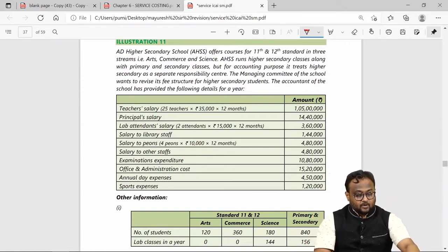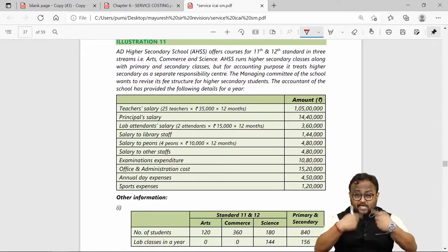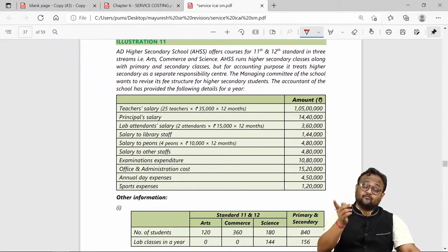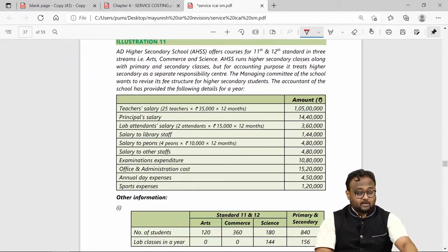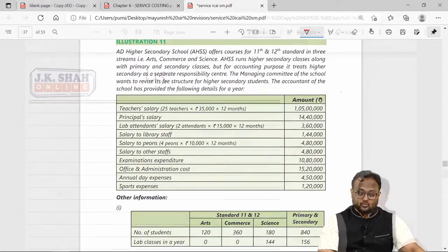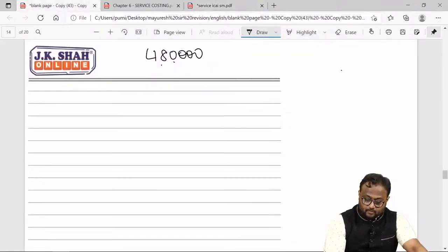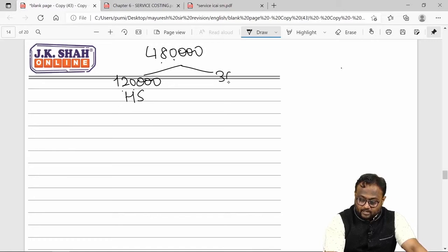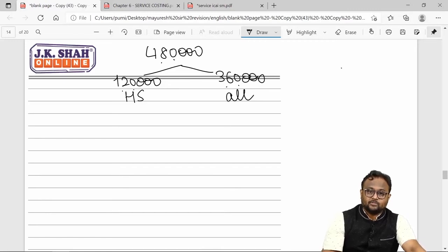Apart from that, other peons, out of 4, one is completely dedicated to arts, science, commerce. The other 3 are covering all. Even these people are giving 15% services here. So out of 4,80,000, a peon getting a salary of 1,20,000 is for higher secondary. That means peons getting a salary of 3,60,000 will be working in all streams.